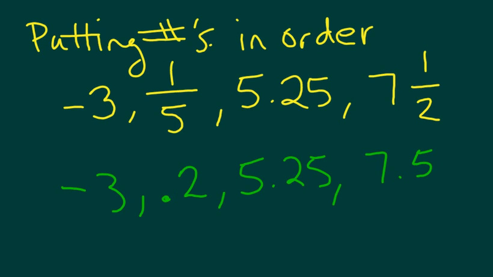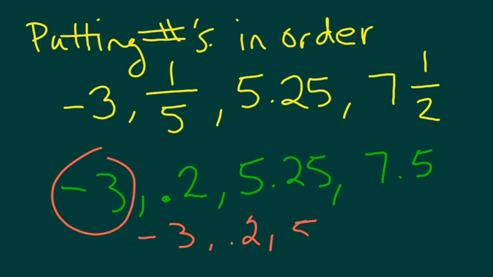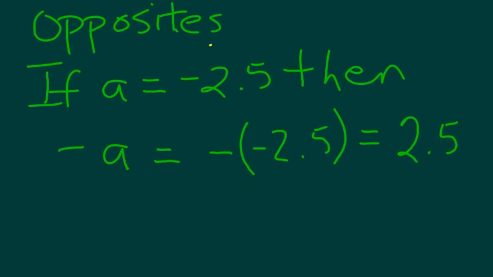Now, obviously, negative 3 is the smallest because it's the only negative. So it's going to come first. To see where the other ones go, let's think logically. 0.2 is a part of a number. It's part of 1. It doesn't have 5 wholes or 7 wholes, so it comes next. Okay? 5 and part would come next. 7 and part would come next. So this one was already in order. Sometimes that happens.